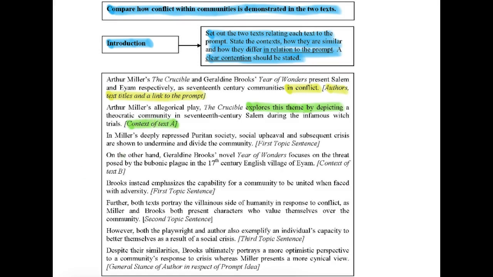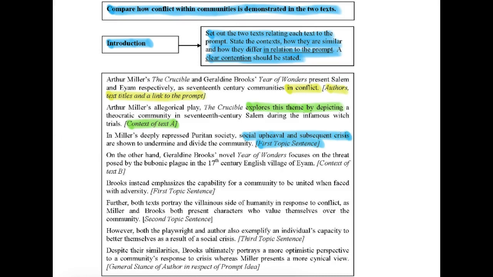Okay, and then the next sentence is going to be the first topic sentence. So in Miller's deeply repressed Puritan society, social upheaval and subsequent crisis are shown to undermine and divide the community. Okay, so this relates to our first topic sentence, which we will explore further with evidence. But for the moment, we're just introducing the topic sentence in this introductory paragraph. And again, social upheaval and subsequent crisis are related to the prompt.